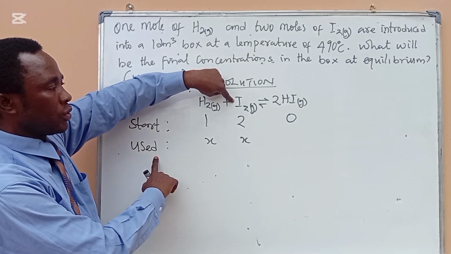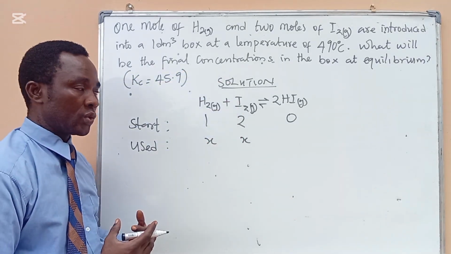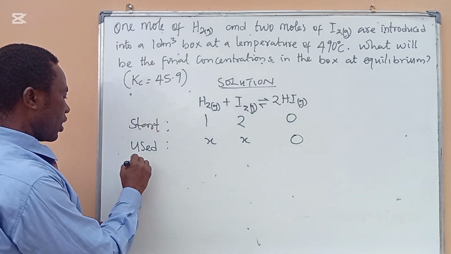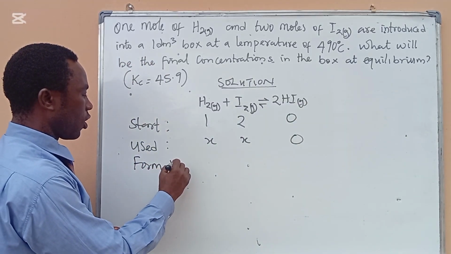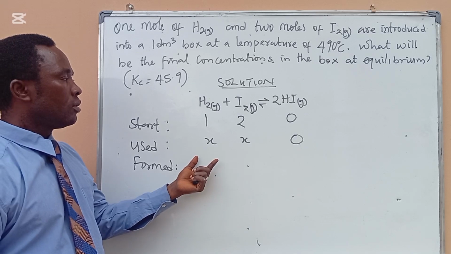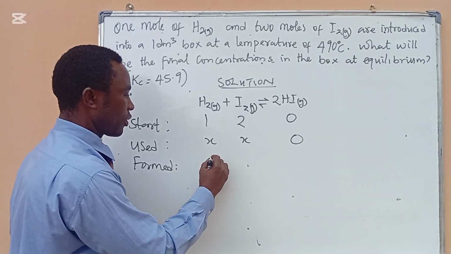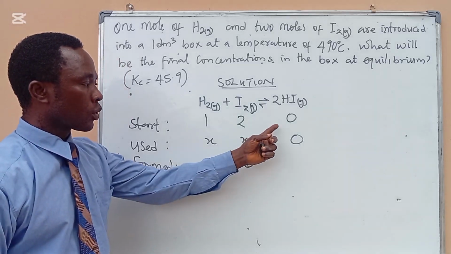Then we are talking about used. No product is used during the reaction. So the amount of product used is 0. Now, what is the amount formed? No reactant is formed. So during formation, the reactant becomes 0 and 0. What is the product formed?